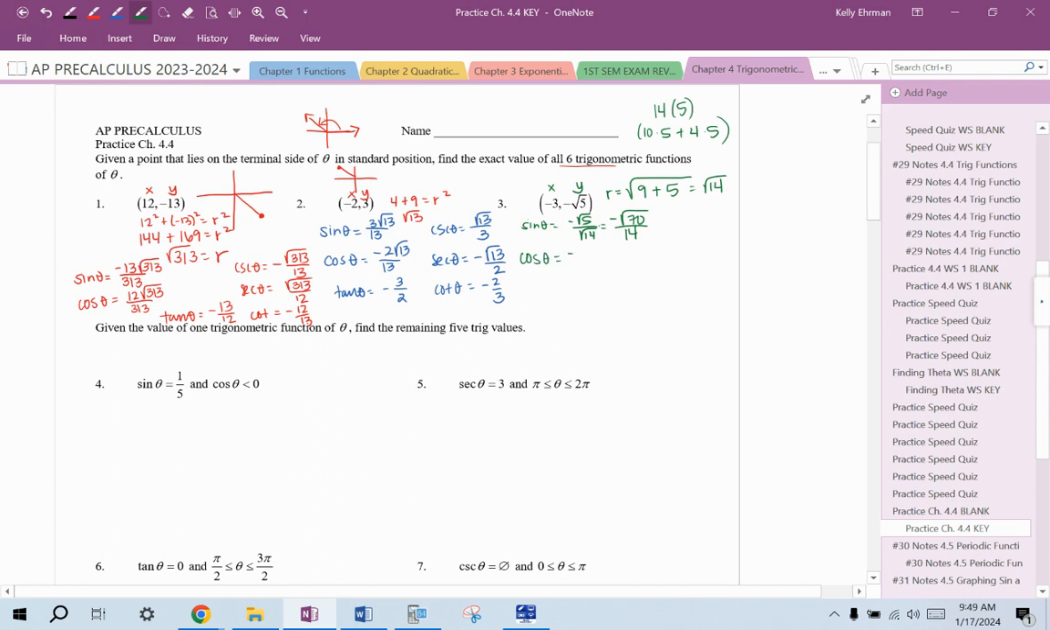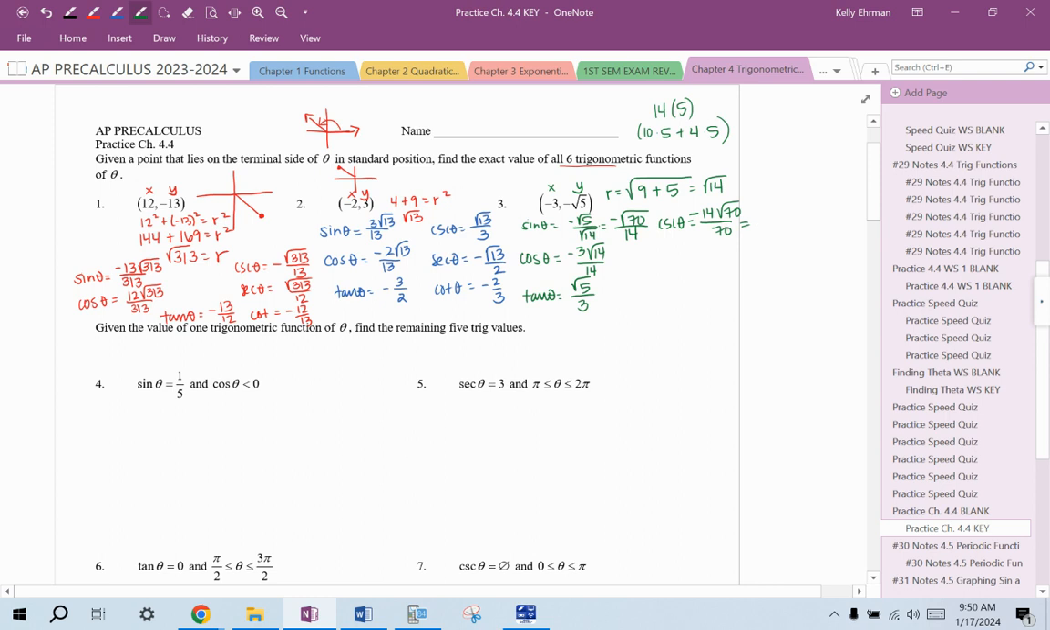Cosine theta is negative 3 over radical 14, so I will rationalize that. Tangent of theta is negative radical 5 over negative 3, so that's going to be positive. So no negative in there. Erase that so it doesn't look negative. And then the reciprocals. I'm going to reciprocal my final answer here so I don't have to rationalize or simplify this again. So 14's on top, radical 70's on the bottom. So it's going to be negative 14 radical 70 over 70.